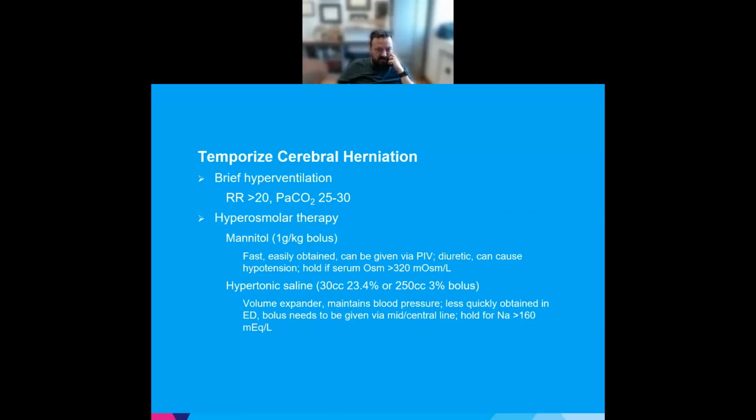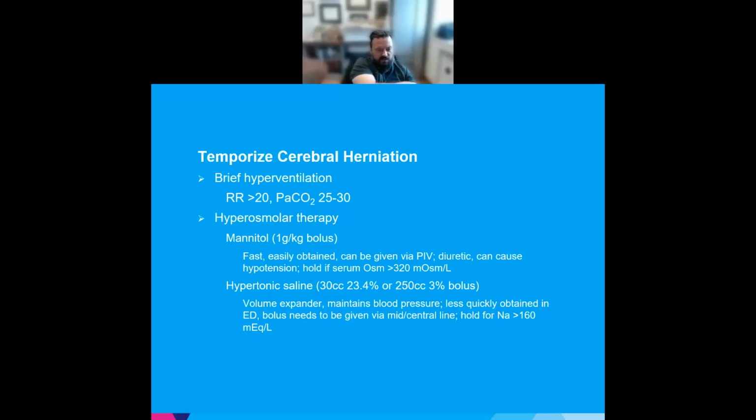You'd want to do brief hyperventilation, with a respiratory rate of around 20 to 25, but you're really targeting a PaCO2 of around 30. 30 is kind of the ideal. You don't want to dip below 25, so 25 to 30, but aim for the upper end of that range if possible. Then hyperosmolar therapy, so either mannitol, 1 gram per kilogram bolus, which is pretty easy to obtain on the floor and can be given through a peripheral IV. The issue with mannitol is that because it's a diuretic, it can cause hypotension, so it's generally not our preferred method.